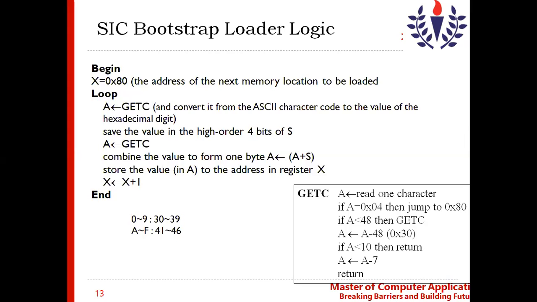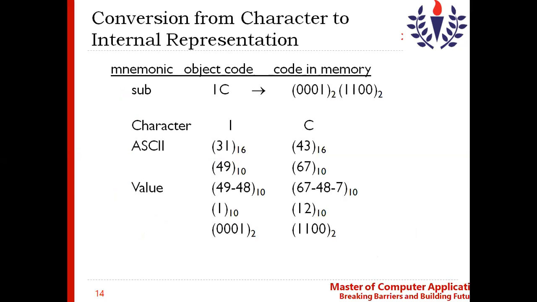Normally each character has a corresponding hexadecimal value, shown on the left-hand side. 0 to 9 is represented in the hexadecimal format as 30 to 39. A to F is represented as 41 to 46. So using this, I'll show you with an example how the conversion takes place.